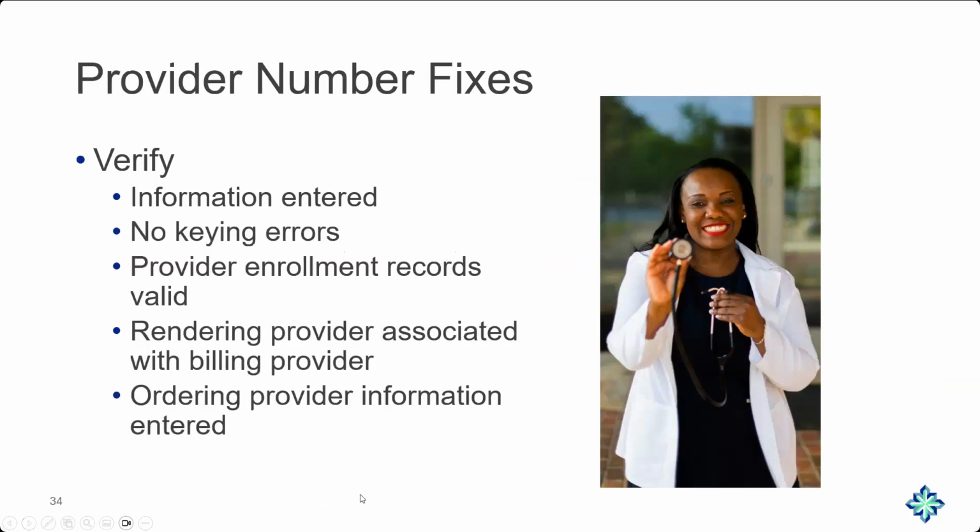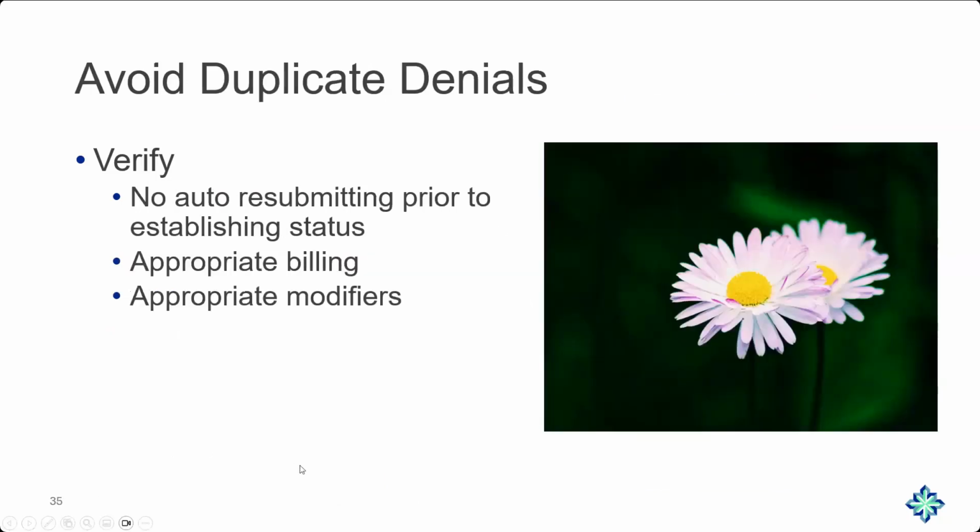This is basically keying errors, checking your provider enrollment records to make certain you're entitled to payment on a given date of service. Make sure your rendering providers are associated with the billing provider. Sometimes they're two different providers on the claim. And ordering provider information is entered correctly. And I'll point that resource out to you in a minute.